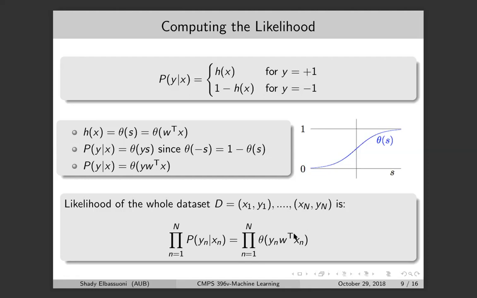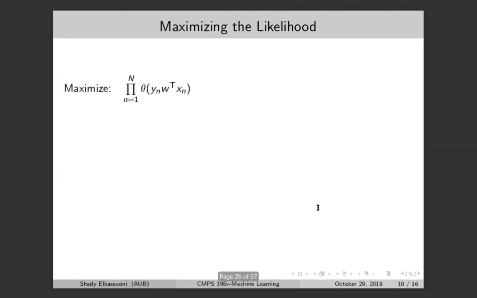Questions? Good. So I want to maximize the likelihood, the product from n equal 1 to n of theta of yn W transpose xn. Maximize it with respect to what? With respect to W, the weights. yn are known, xn are known. I want to just maximize with respect to W. So I want to find the W that maximizes this quantity.